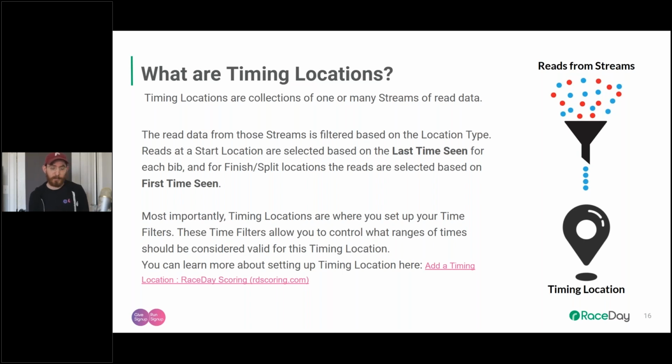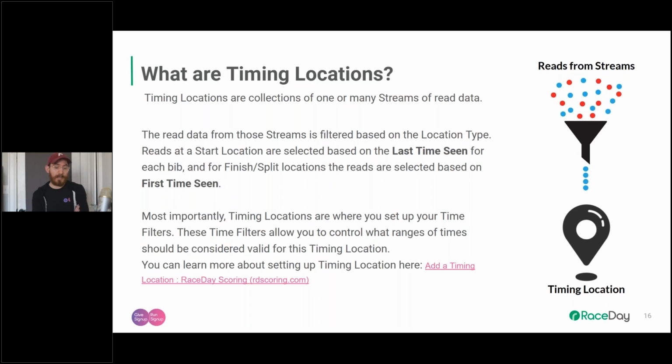So what you'll see when we walk through this later on is that we say everything after 8:01 p.m. is going to be considered a finish time. Then, I might get a finish read at 8:05 and walk around after the race is done, getting some water and cheering on friends. All the reads that happen for me after that point are ignored, because in RaceDay scoring, if it's a finish, we always pick the first one seen within the time frame that you have set up.